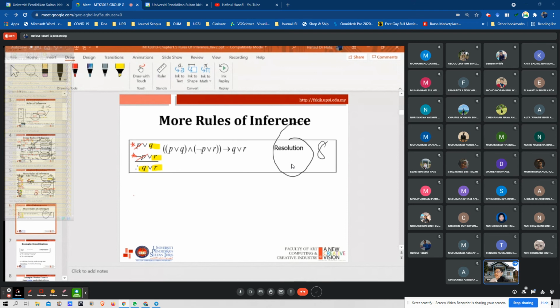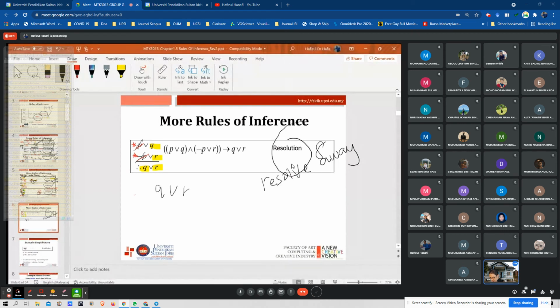When you negate the P, you have both P, and then you eliminate or resolve away. This one we call a resolve. You resolve. Okay, you have here P and P, and then we have Q or R.